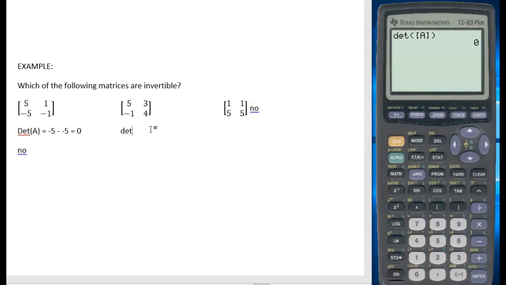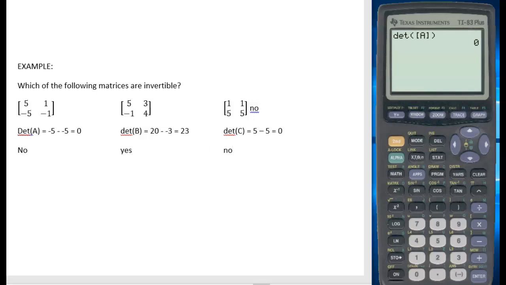Here, I have determinant, I'll call this B, just to have them with different names. 5 times 4 is 20, minus 3 times -1 is -3. That's positive 23. I don't care what it is, it's not 0, so therefore the answer is yes. Okay. If the determinant is not 0, then it does have an inverse. And then finally, we already found this one. Determinant of C is 5 minus 5, which is 0, so no.